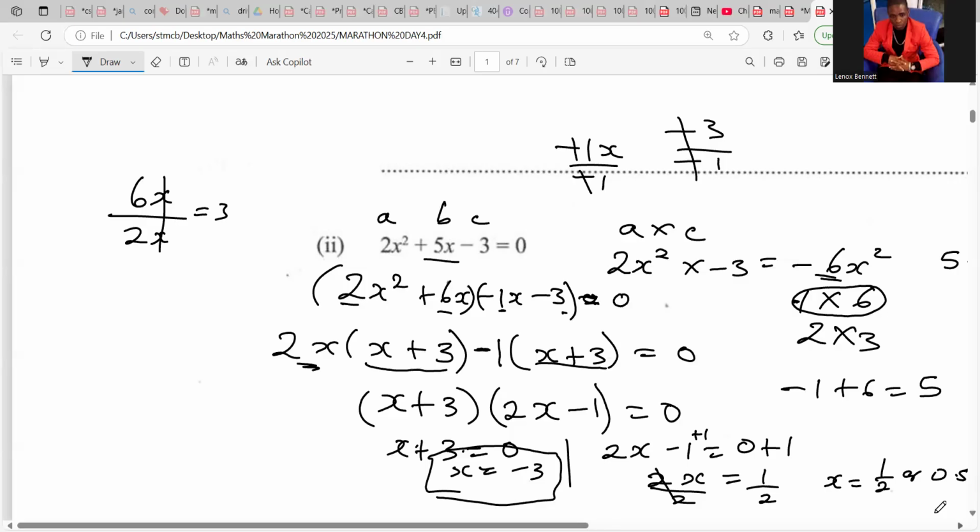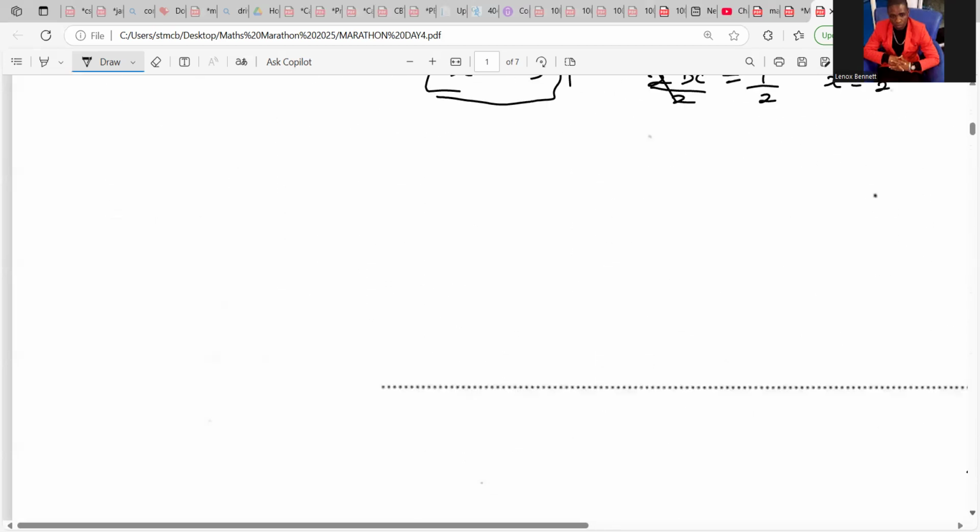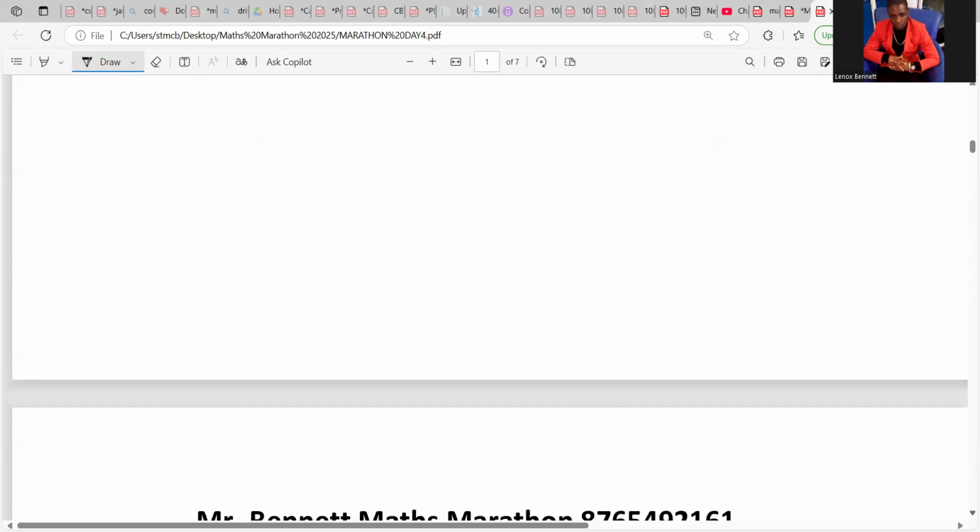If you want, you can use the quadratic formula. But once you can use the factor method, guys, let's use the factor method. Once you can factor that way, sometimes don't.